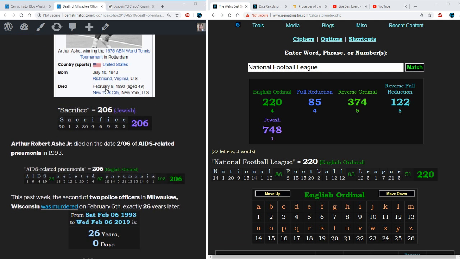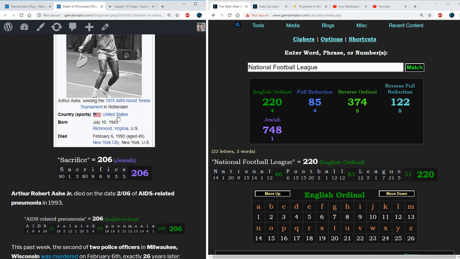And the first thing that stuck out is that he died on the date February 6th, 1993. The second police officer who was killed in Milwaukee also died on the date February 6th, written 2/6. It was on the 26th anniversary of Arthur Ashe's death. So I noticed that and thought, maybe there's a numerical connection, and I was blown away by what I found.